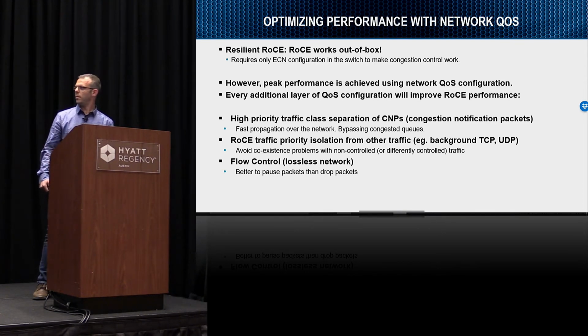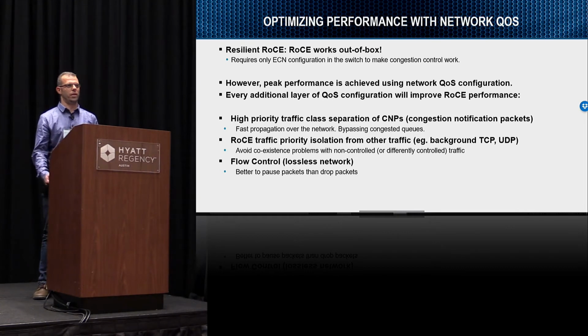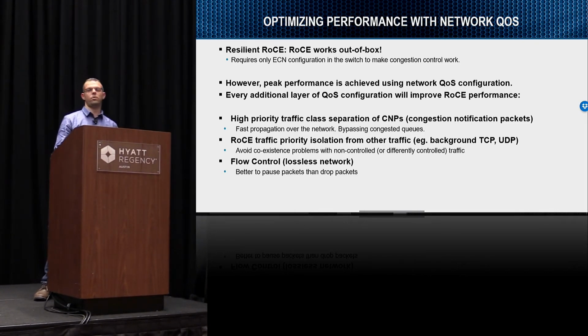And lastly, we can also still use flow control to achieve peak performance, because we still believe it's better to pause packets than drop packets. Dropping packets takes time for the sender to understand that a packet was dropped, and it is required to retransmit it. So usually it's better to just pause the link and not drop the packets. Those are the steps to achieve peak performance.